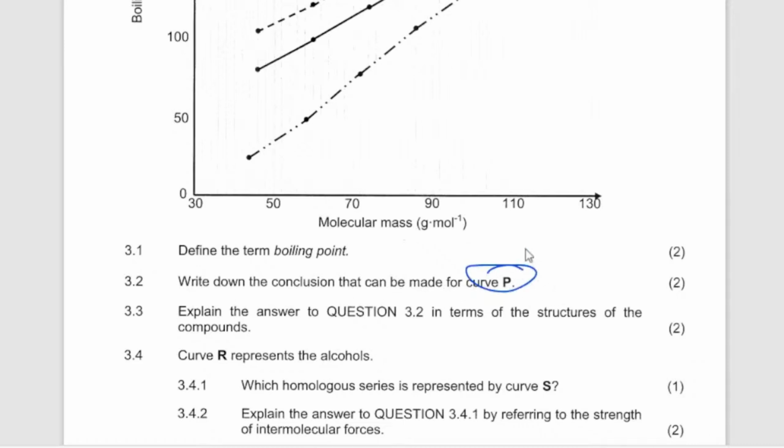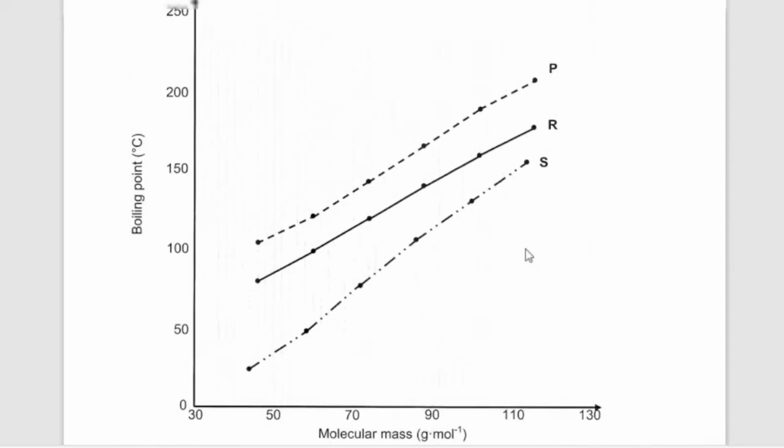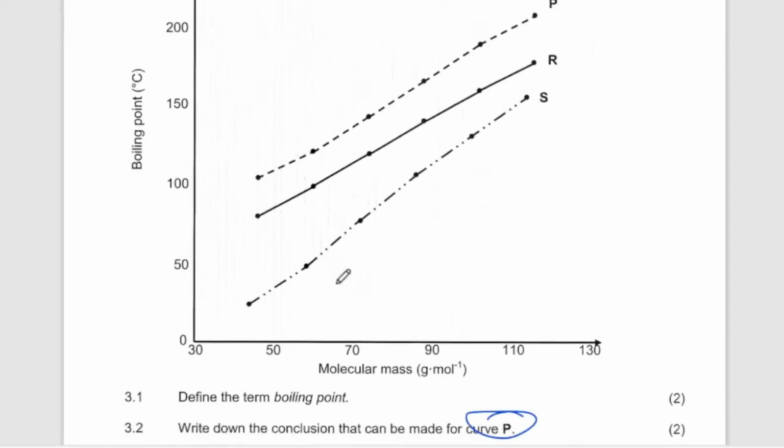Okay, could be made for P. So where is P? Without even looking at what P is, you see that it increases. The boiling point increases as this is increasing. We always start with the y-axis, because the y-axis depends on the x-axis.